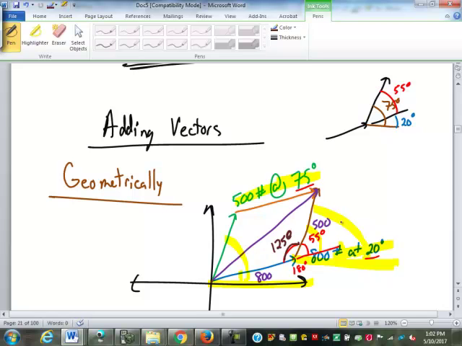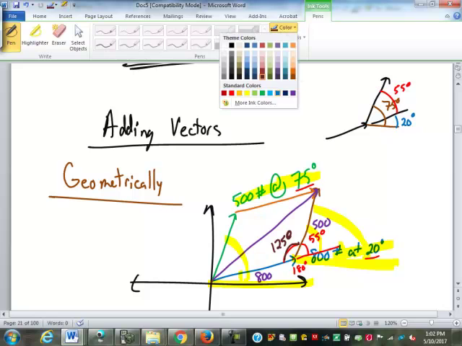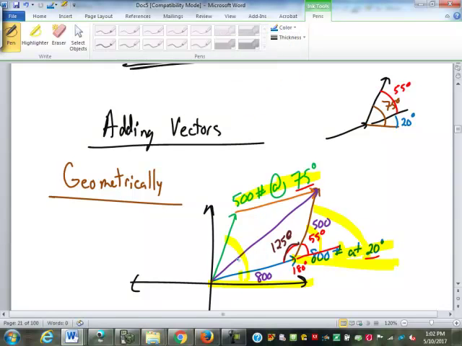Because 180 minus 55. So what I have there is a law of cosines problem. I can use the law of cosines to find this length here. Once I've got that length, I can find this angle. To get the direction, I have to add it to the 20 degrees here to get the overall direction.